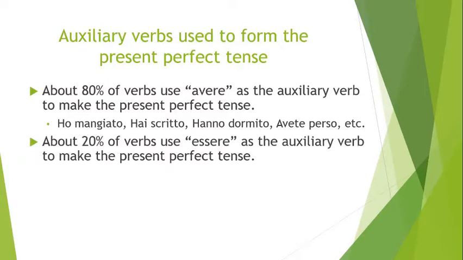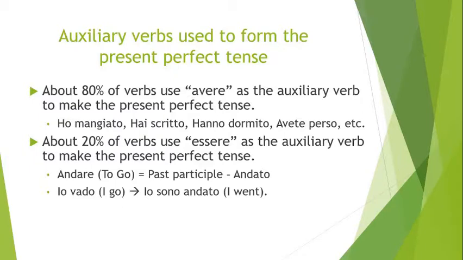There are the 20% though that use essere, which is to be, to make the present perfect tense. Andare, to go, right? The past participle is andato, but we don't use avere, we use essere. So we say io vado, in the present, I go. Io sono andato, I went, right? Io sono is I am went, right?